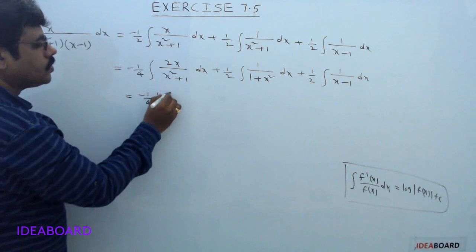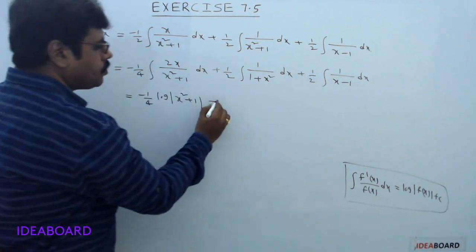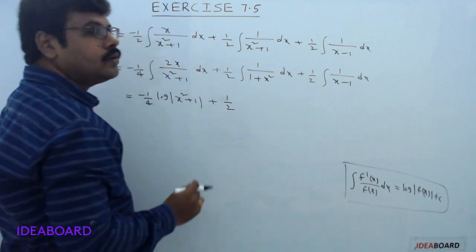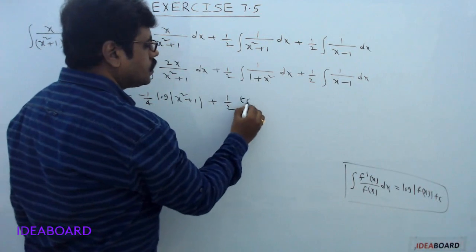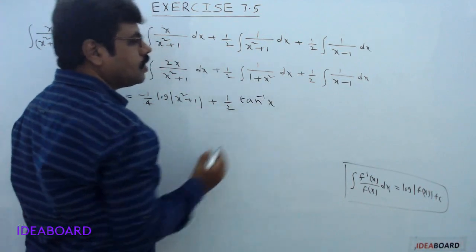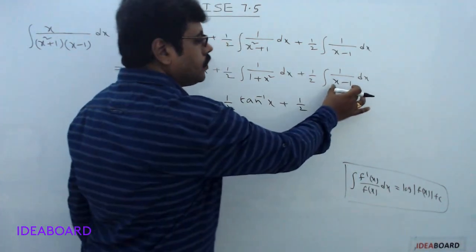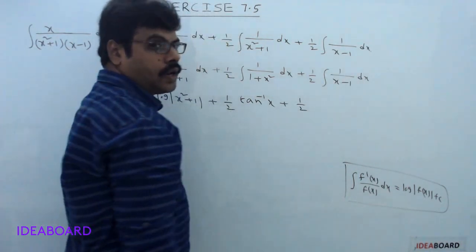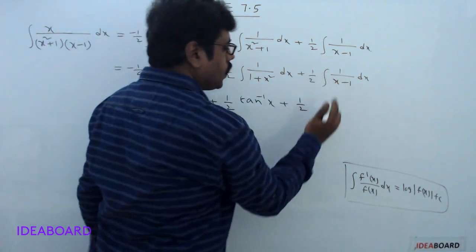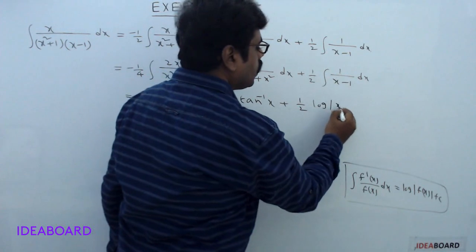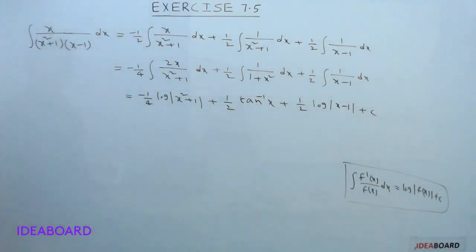Minus 1 by 4 into log mod x square plus 1, plus 1 by 2 into integral 1 divided by 1 plus x square dx, that is nothing but tan inverse of x, plus 1 by 2 into integral 1 divided by x minus 1 dx. The derivative of x minus 1 is 1, so the derivative of the denominator is in its numerator. So what is its value? Log mod of x minus 1 plus a constant c.